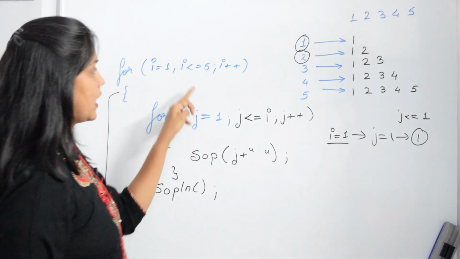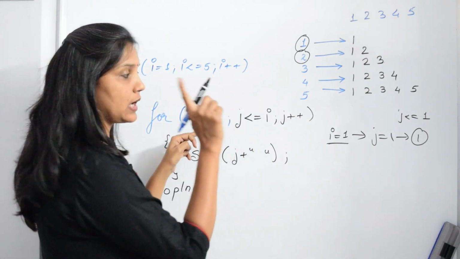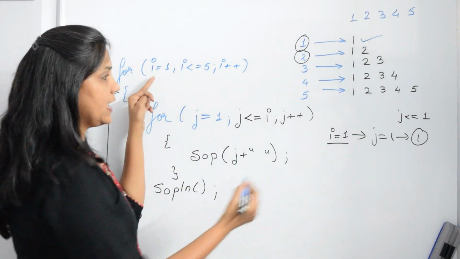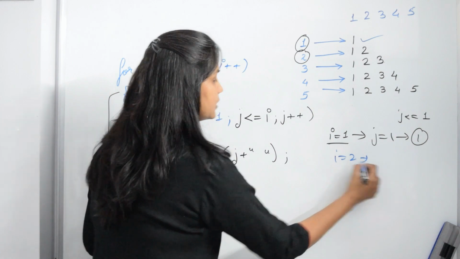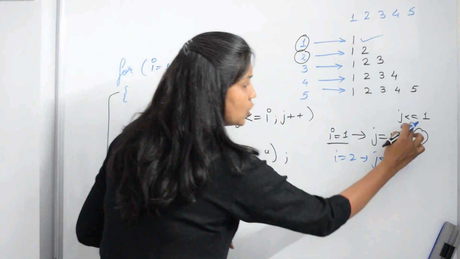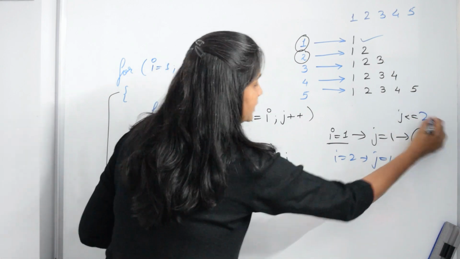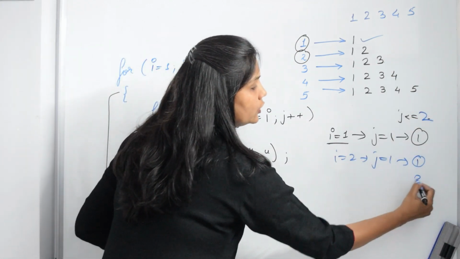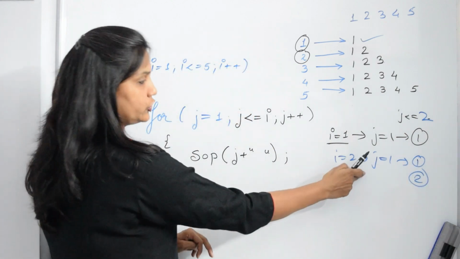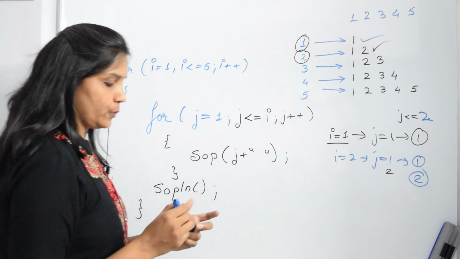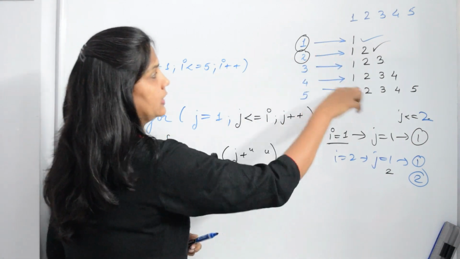So now for i equals to 1, this loop runs 1 time and it prints 1. For i equal to 2, this loop starts from 1 and goes till i, that means 2, and it runs 2 times, printing the value of j, which is 1 and then 2. So this is how you print a triangle.